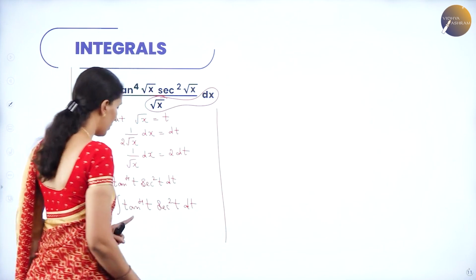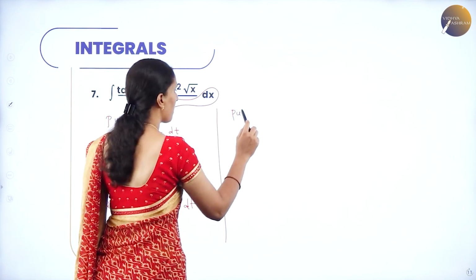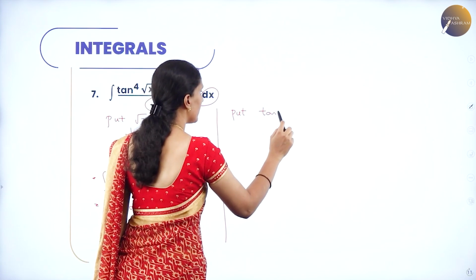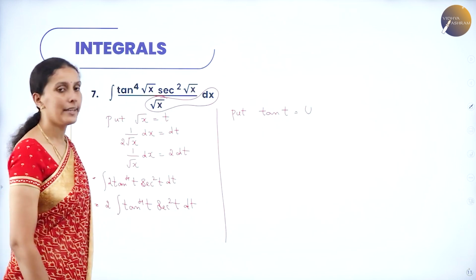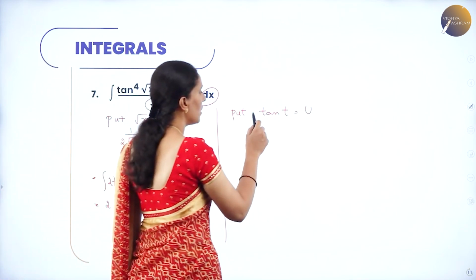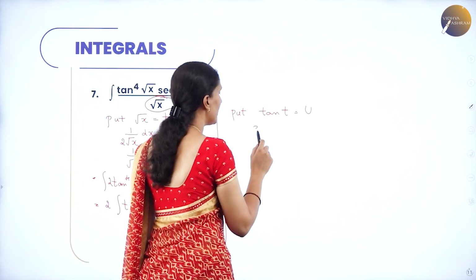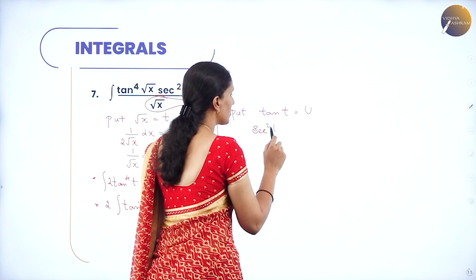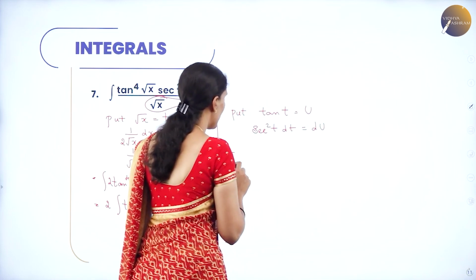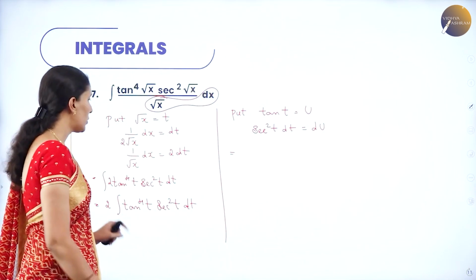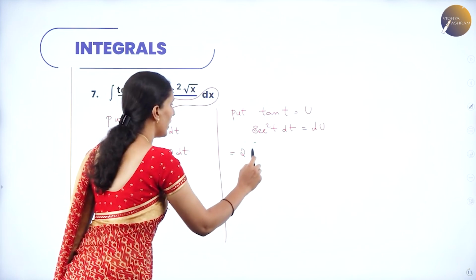Next, after this, I'll take one more parameter here. So here what I will do, put tan t is equal to some u. Another parameter, put tan t is equal to some u. Then what happens? What is derivative of tan? It is secant square. So secant square t dt is equal to du. Again replace back.